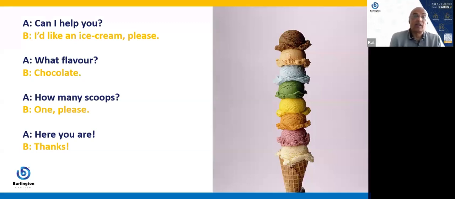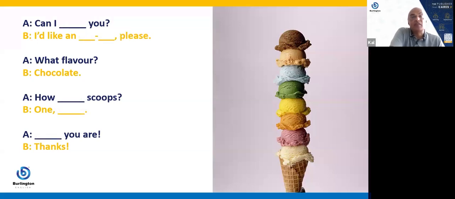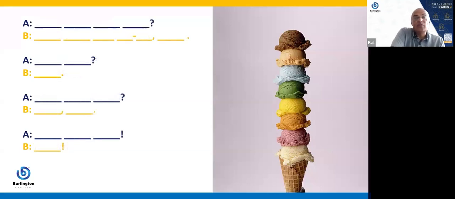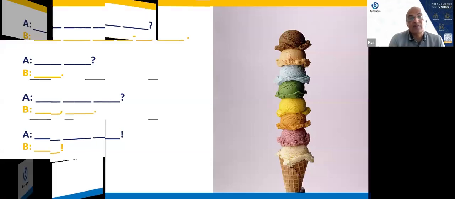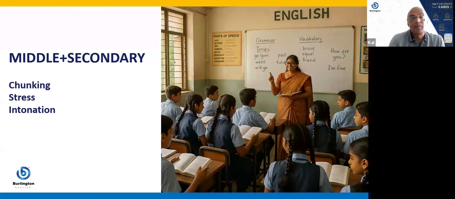So, "Can I help you?" "I'd like an ice cream, please." You have two sides of the room, a side A and a side B. You get them to replicate the dialogue, and slowly you start deleting bits of it. So they're not reading things. And by the end of a few turns, they don't have the dialogue in front of them. Then they're just saying it, and it becomes more natural and more fluent as well.